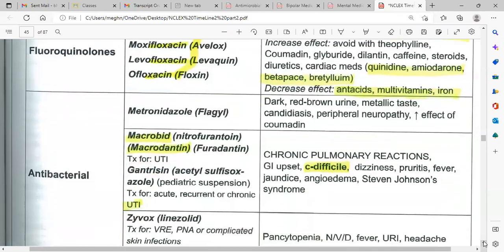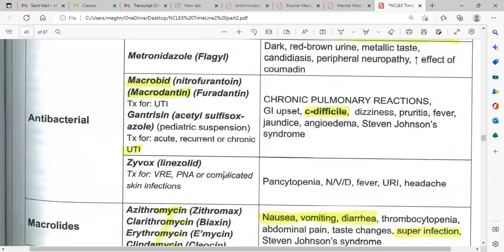What next? The next medication here is an antibacterial like metronidazole. Metronidazole we use for GI infection, GIT. Another trade name is called Flagyl. Common side effects: dark and red-brown urine, metallic taste, candidiasis infection, peripheral neuropathy, and increased effect of Coumadin. So it is good to avoid metronidazole and Coumadin together.